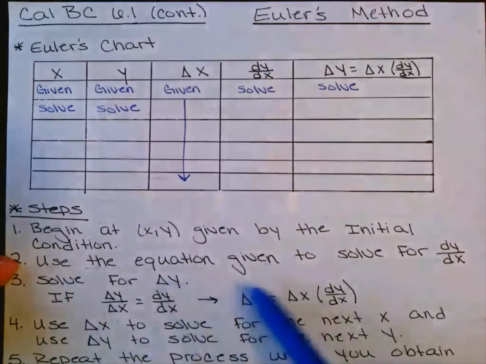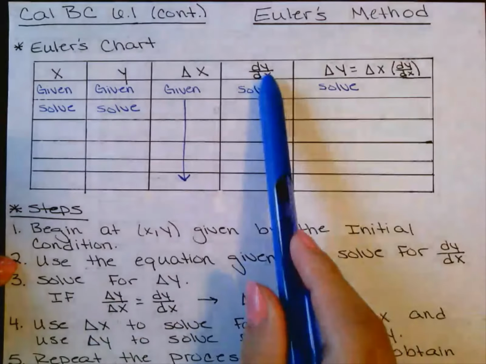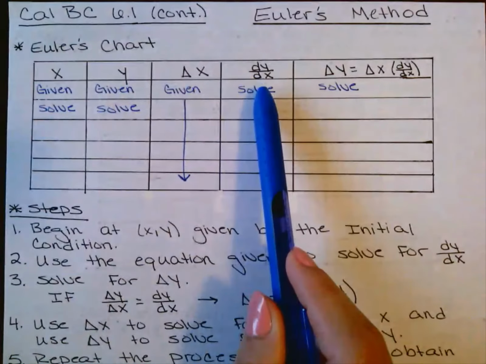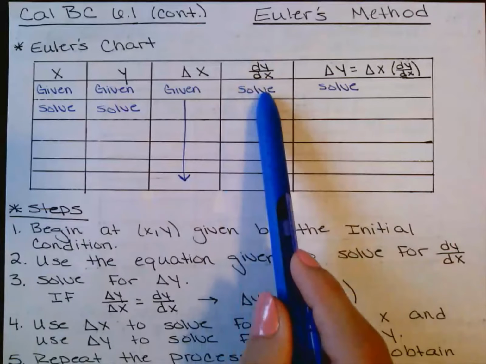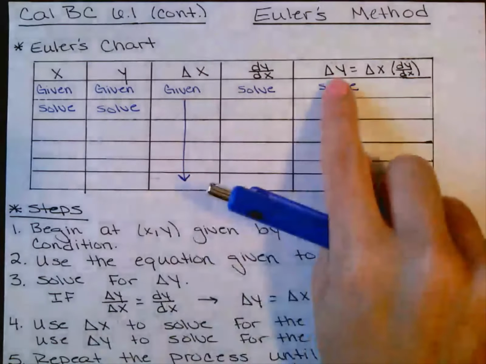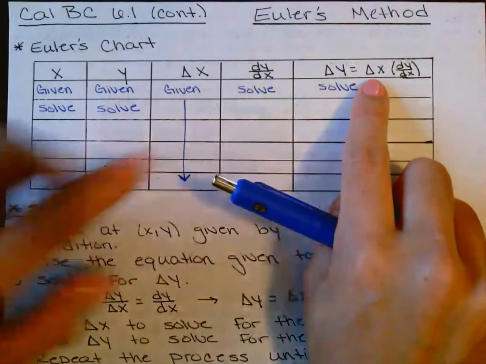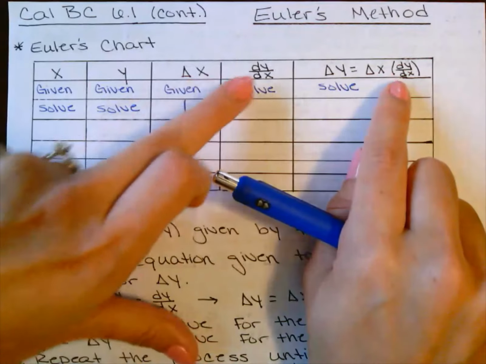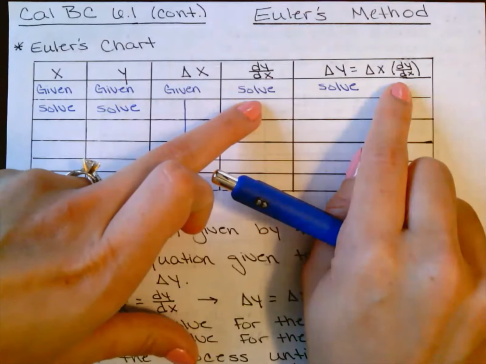Then step 2 here says that they're going to give you an equation for dy dx. You're going to plug in your x, y, and delta x into that equation to solve for this spot. Now if delta y over delta x is the same as saying dy over dx, I can multiply that delta x over to isolate delta y, which is why solving for delta y is just multiplying these two answers here, your delta x, which was given, and the dy dx that you just solved for.